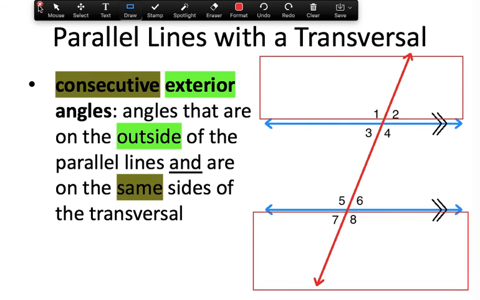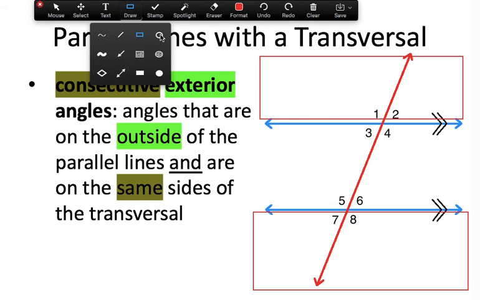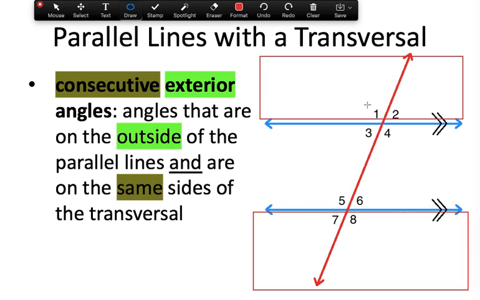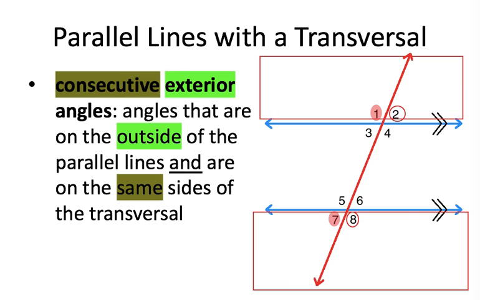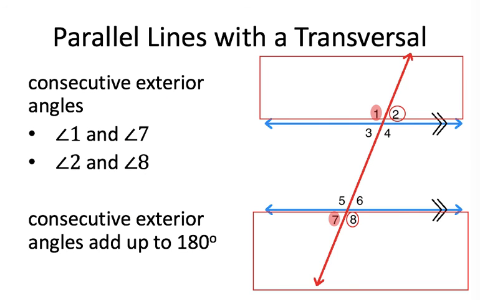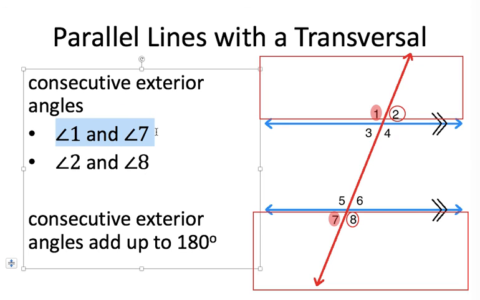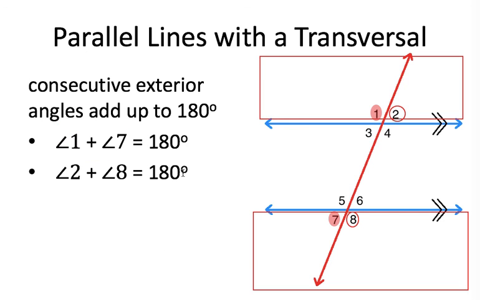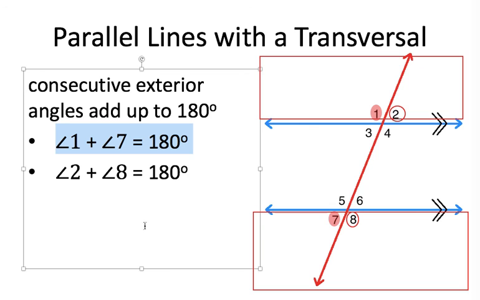This is talking about consecutive interior angles. A vocabulary phrase that is close to that is consecutive exterior angles. Exterior, once again, means the angles that are outside of the parallel lines, up here and down here. And the word consecutive references angles that are on the same side of the transversal. Angle number 1 and angle number 7 are on the same side of the transversal, and angle 2 and angle 8 are on the same side of the transversal. So those are pairs of consecutive exterior angles. Consecutive exterior angles add up to 180. So angle 1 plus angle 7 will add up to 180. Angle 2 and angle 8 add up to 180.